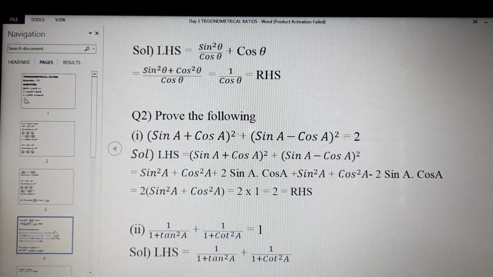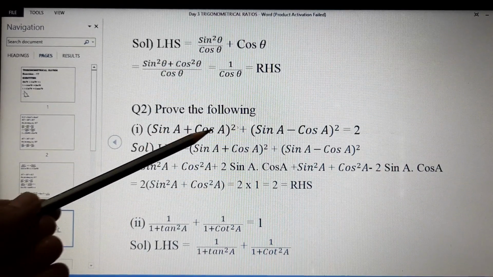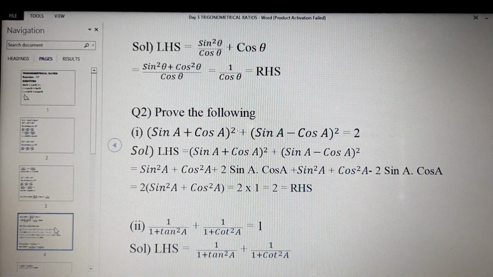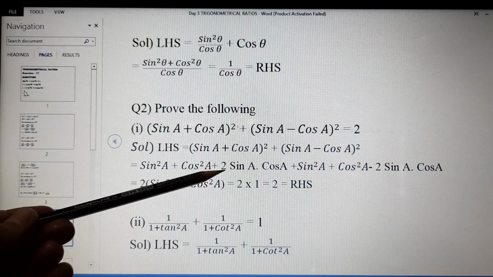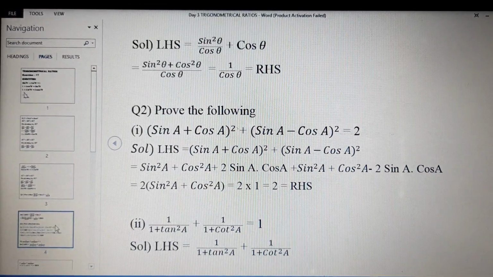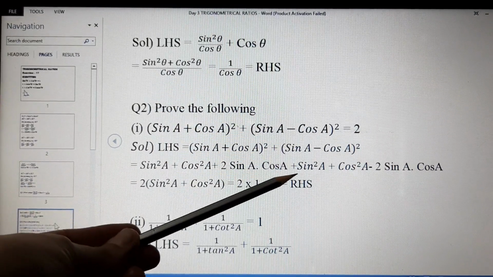The expansion of (A + B)² is A² + B² + 2AB. And the formula for (A − B)² is A² + B² − 2AB. So we'll use that. A is sin A here, B is cos A here. So A² is sin²A, plus cos²A, plus 2 into sin A into cos A. That is (A + B)², and the plus sign was written here, so we have copied the plus sign.